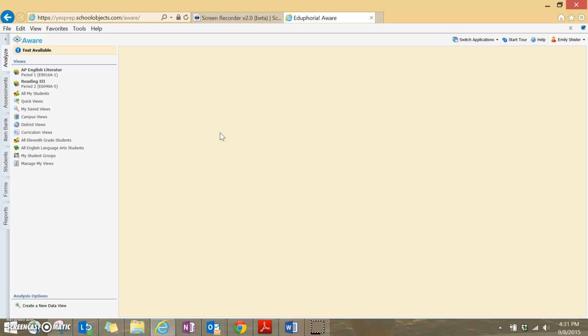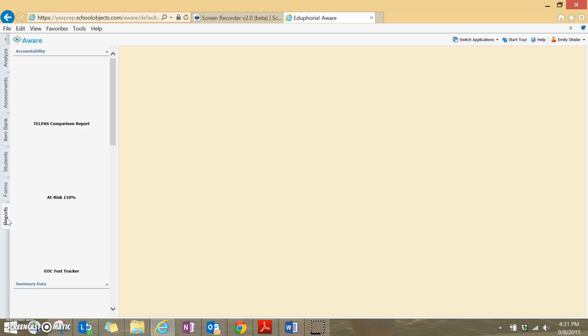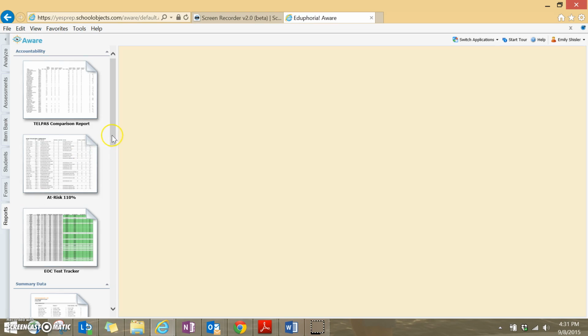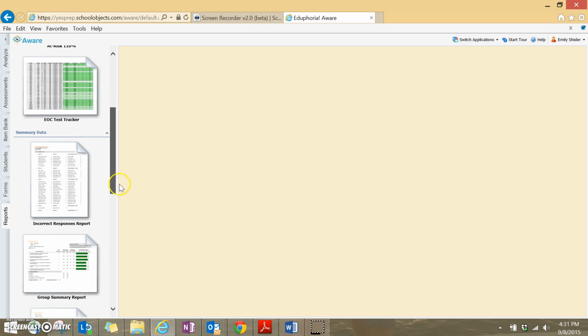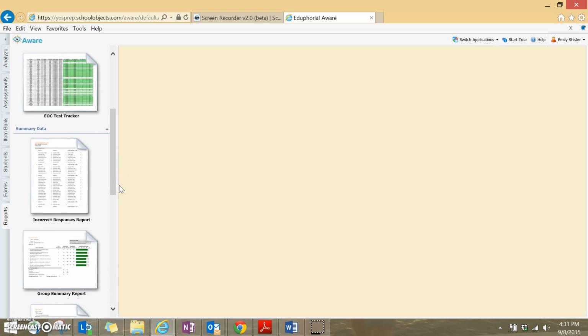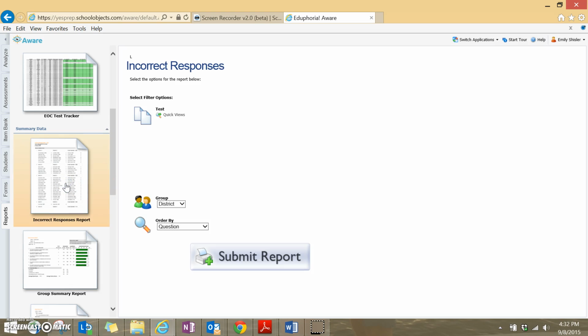What you're going to want to do once you run your data in your Scantrons is to go and find out how your students did on particular questions. There's a really helpful report that tells you this information. On the left-hand side of your tabs in Aware, find the Reports tab. There's all sorts of reports that have different uses, but the one that is most helpful in the day-to-day for a teacher is the Incorrect Responses report. So you're going to pick that report.